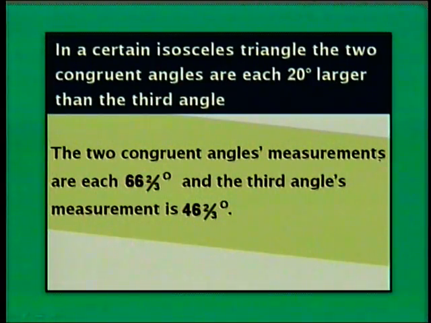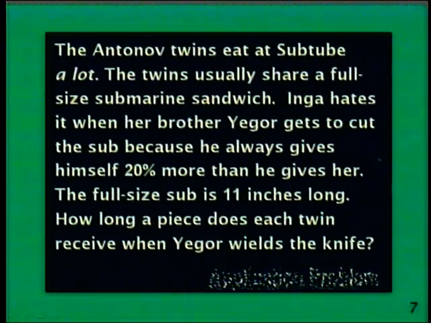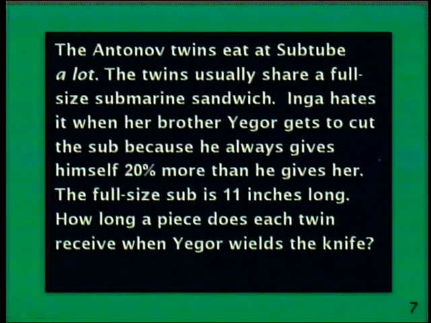Let's do another example. The Antonov twins eat at SubTube a lot. The twins usually share a full-size submarine sandwich. Inga hates it when her brother Yegor gets to cut the sub because he always gives himself 20% more than he gives her. The full-size sub is 11 inches long.